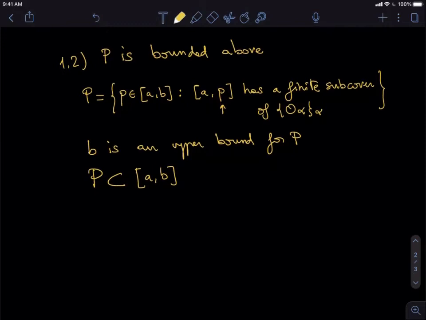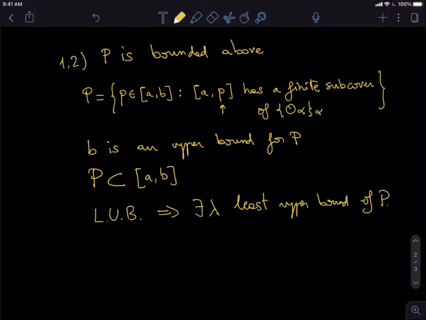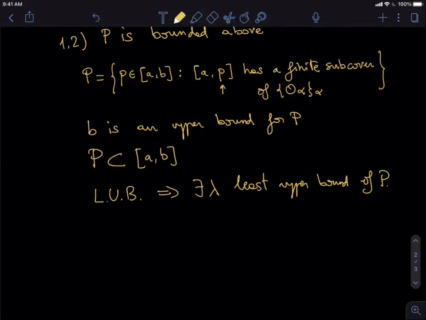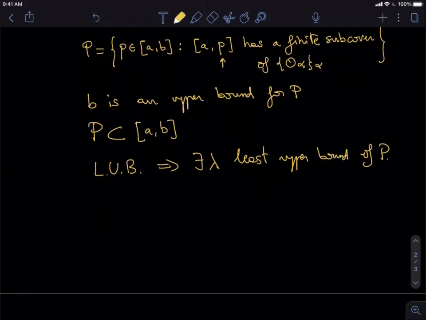So then we can invoke the least upper bound property of the real numbers. Okay, and we know that there exists some lambda that is a least upper bound of P. Okay, so here we have the first step. We have shown that P has a least upper bound. Now, step 2.